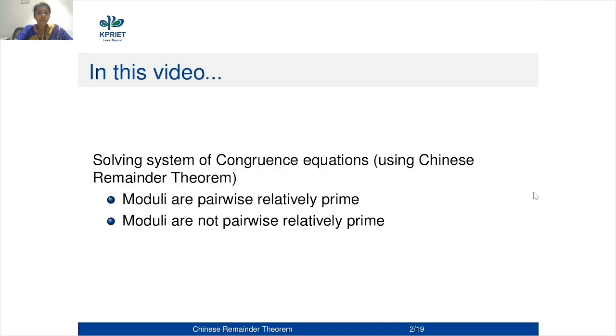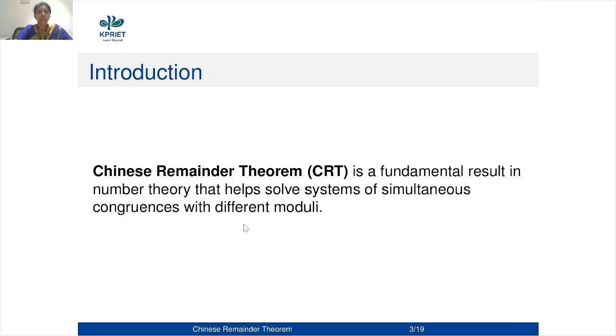In this video, we are going to solve the system of congruence equations using the Chinese Remainder Theorem. Today, we are going to have two different kinds of problems. In the first problem, the moduli numbers are pairwise relatively prime, whereas in the second problem, the moduli are not pairwise relatively prime. Now let us look into it.